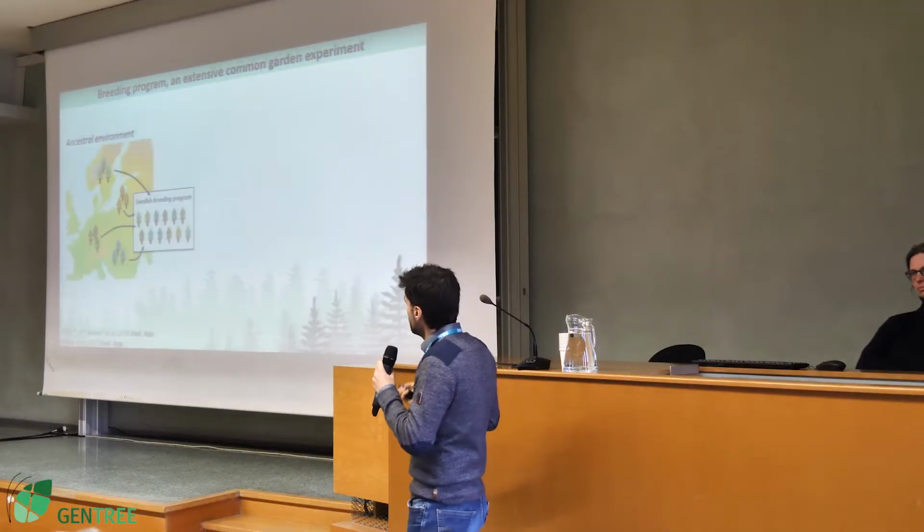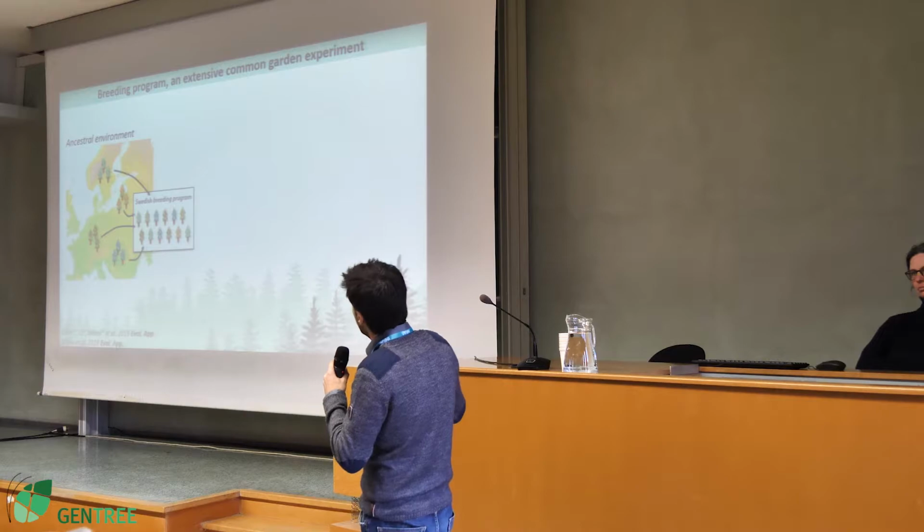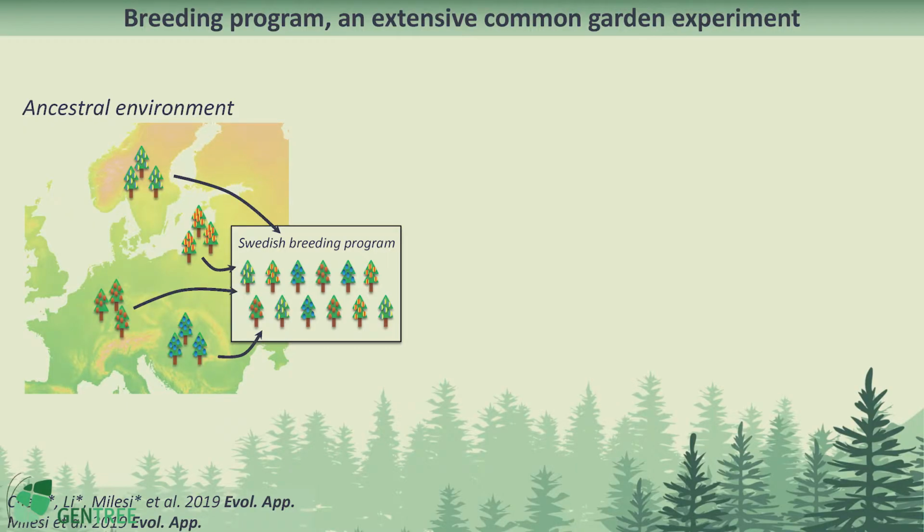We have seen this morning that there is an experimental design that allowed us to separate and disentangle all these forces, among them, of course, the common garden experiment. And the idea of our study was to use the extensive breeding program for Norway spruce that is ongoing in Sweden as a massive common garden experiment.